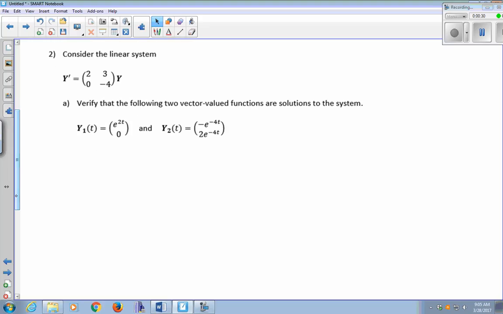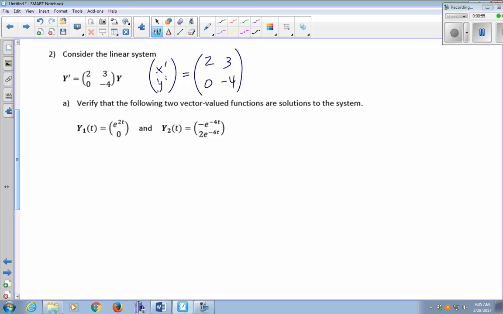All right, so I've got this linear system, y prime equals 2, 3, 0, negative 4 times y. Let's just quickly write out what that is without any matrices or vectors. So first, y prime and y, those are bolded, so they are vectors. So that actually says x prime, y prime equals 2, 3, 0, negative 4. And that bold y is actually a vector with an x and a y in it.